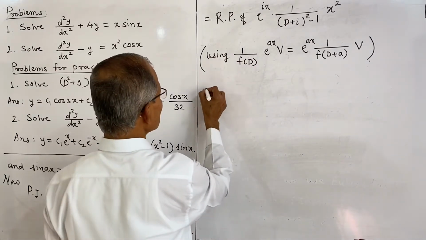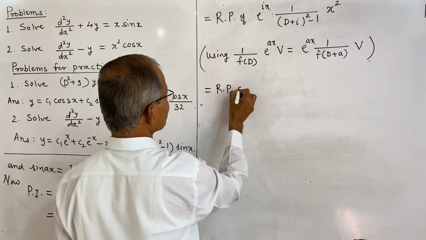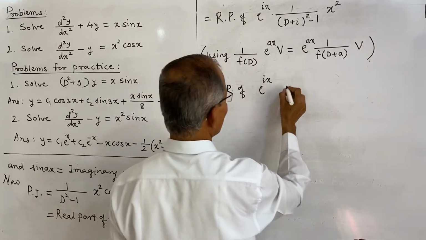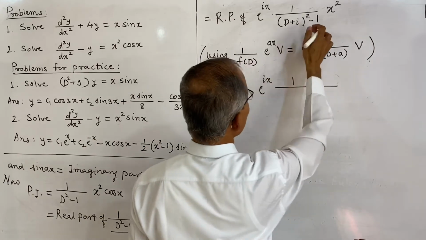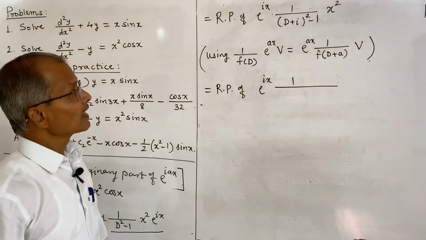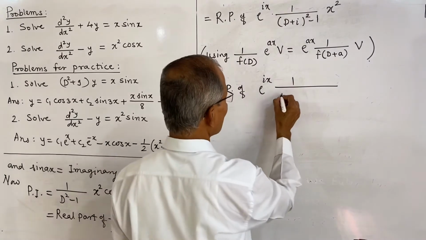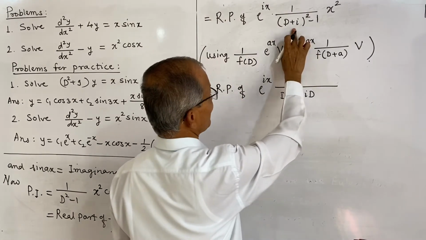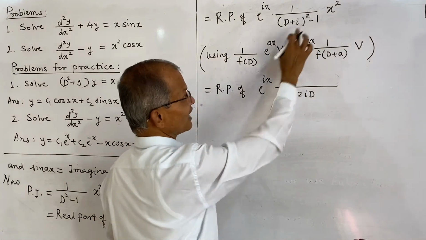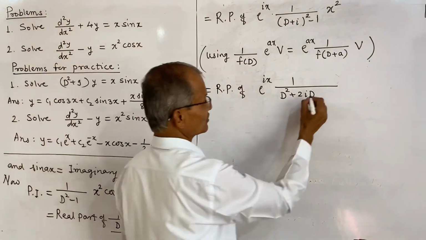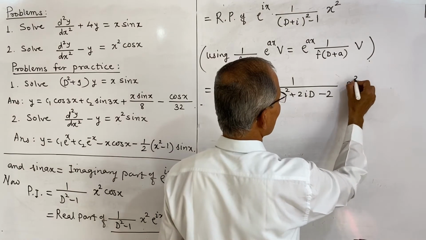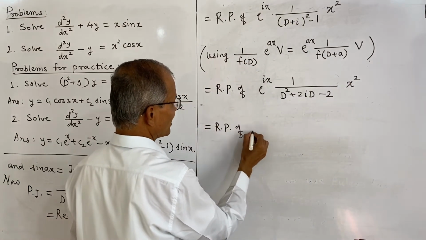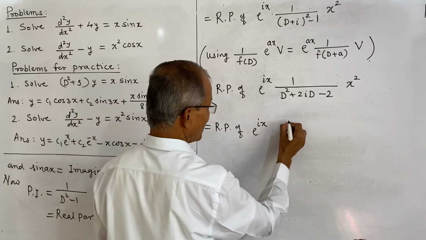Now further this is equal to real part of e power ix. Further we should evaluate it, and this can be expanded: D plus i whole square will be D square plus 2iD plus i square. i square means minus 1, minus 1 minus 1, that will be minus 2. And this is operated on x square, and that is further real part of e power ix 1 upon.